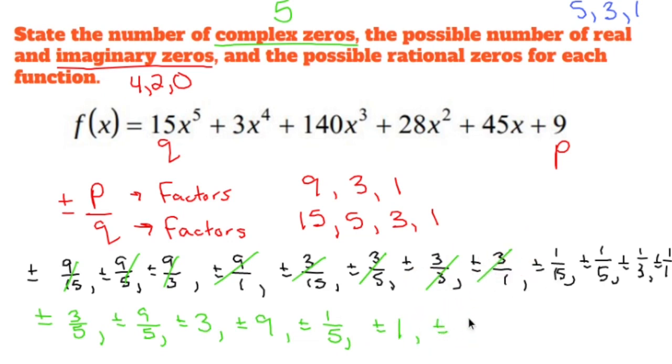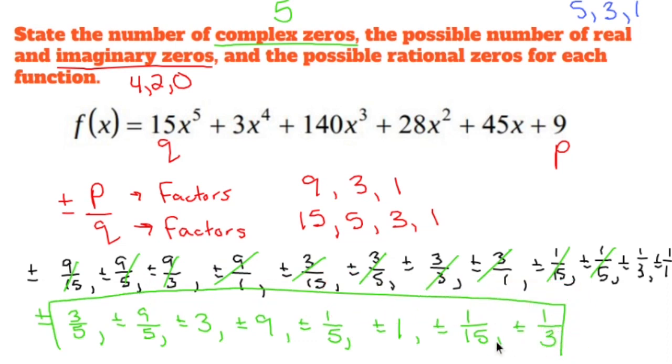Plus or minus 1 over 15. Plus or minus 1/5, I did already. Plus or minus 1/3. And plus or minus 1, I did already. So these are my options, all of them in all of their glory. Do I have to put them in order? Nah, I'm not going to. That's the rational root theorem. I sprinkled in some Fundamental Theorem of Algebra in here. A lot going on in this one little problem, but we did it, and I'm proud of you.